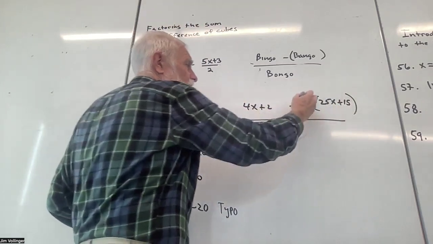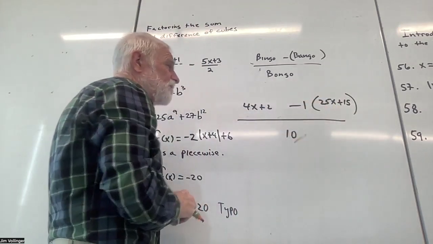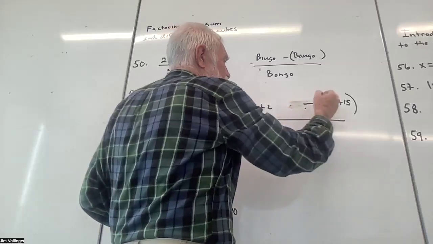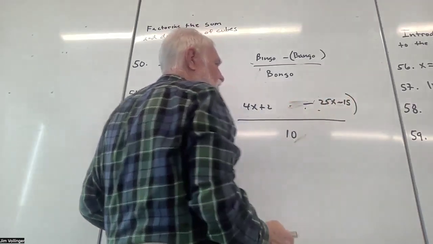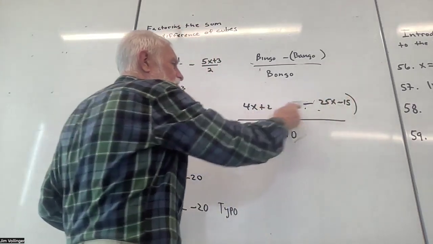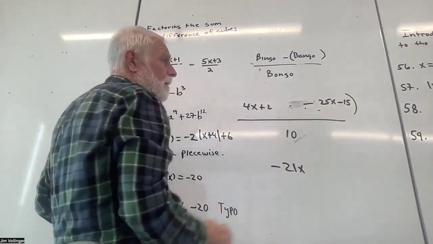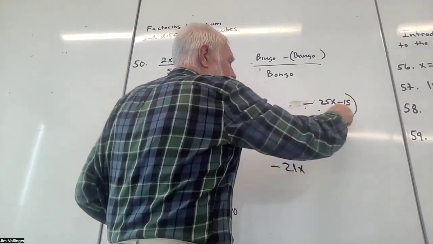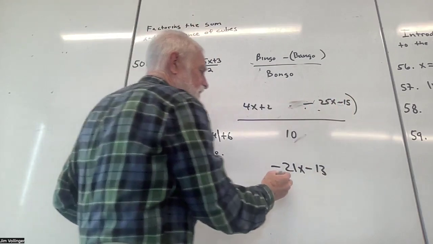And this minus sign really means -1 times what's in parentheses, which means that 25x becomes negative, and so does 15 becomes negative. Now I can put like terms together, 4x minus 25x, minus 21x. 2 minus 15, minus 13, and that's divided by 10.